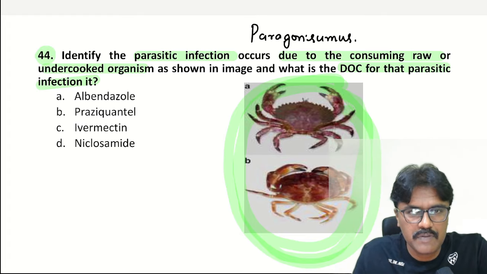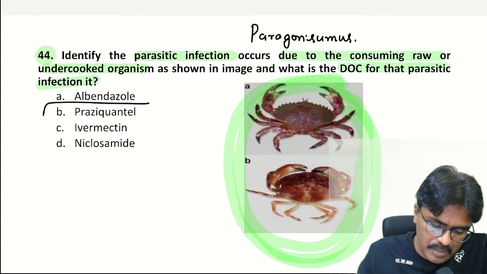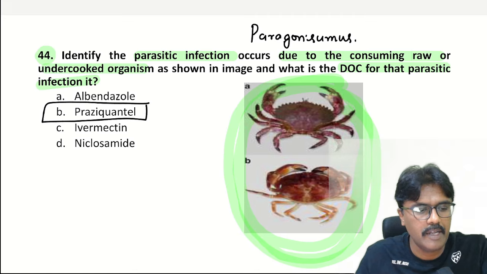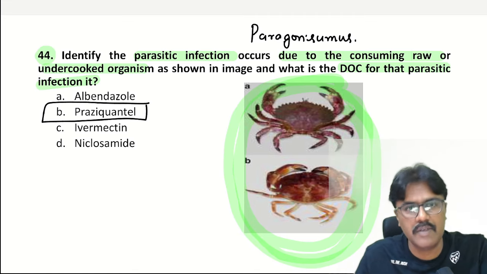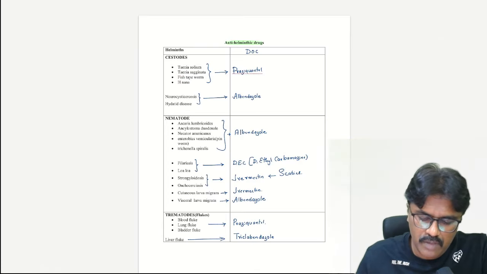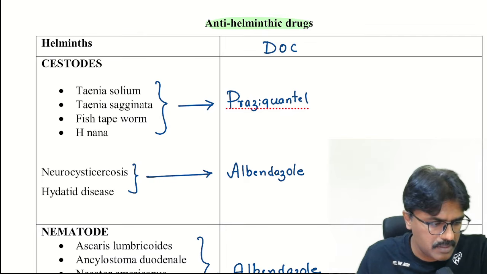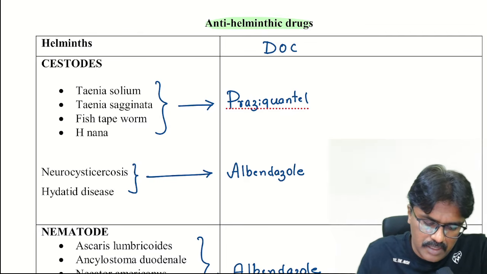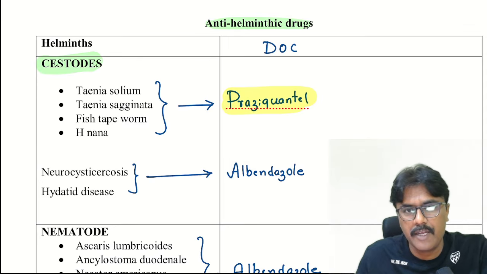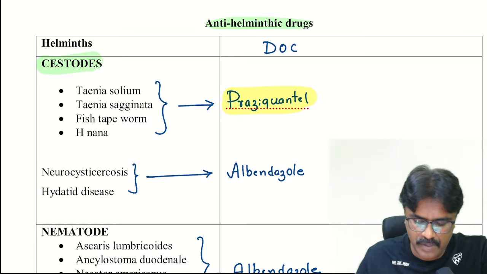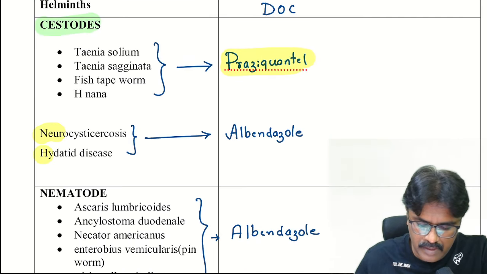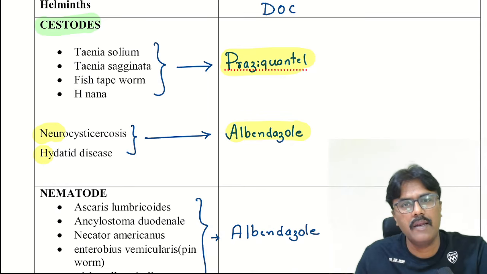So what is the drug of choice for lung fluke? The answer is B, praziquantel. So what we have done is, we have given the drugs of choice here, for helminths. Please understand cestodes. For all the cestodes, the drug of choice is praziquantel. You take Taenia solium, Taenia saginata, tapeworm, H. nana. But for neurocysticercosis and hydatid, the drug of choice is albendazole.